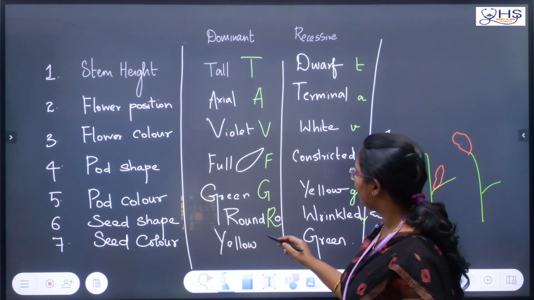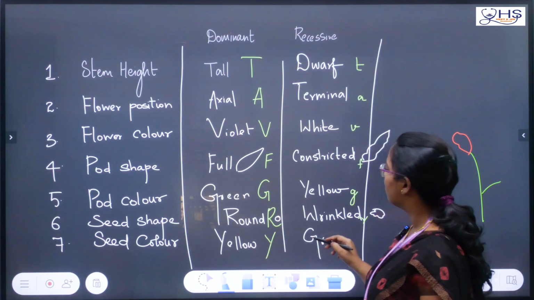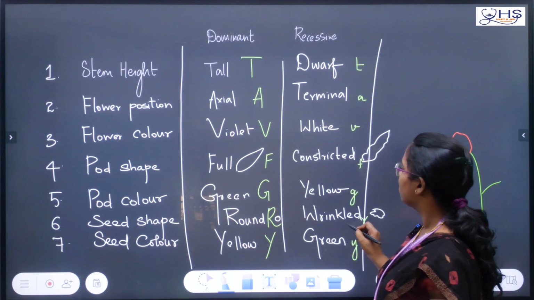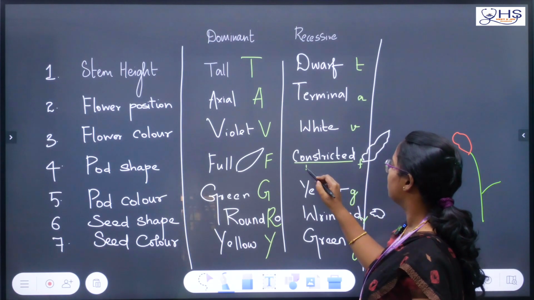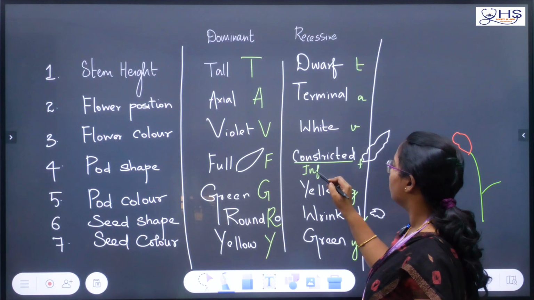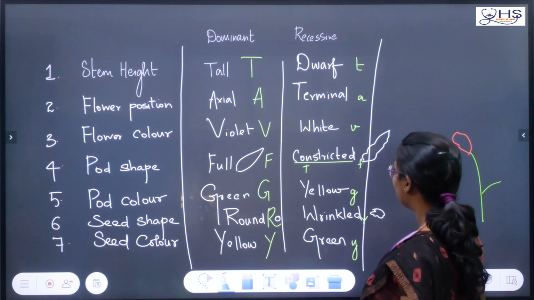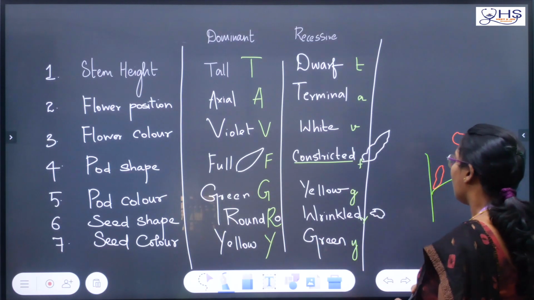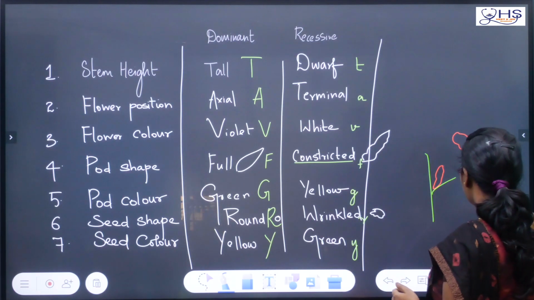Are any letters repeating? Is this one inflated? Full as inflated, no, full also we can take, no problem. Okay, so these are the 7 characters.